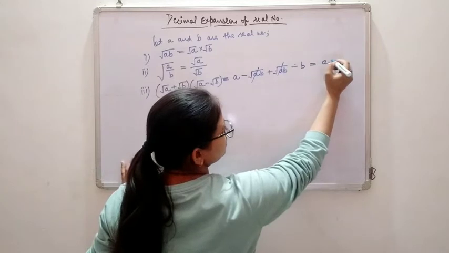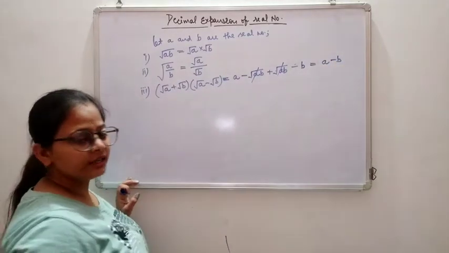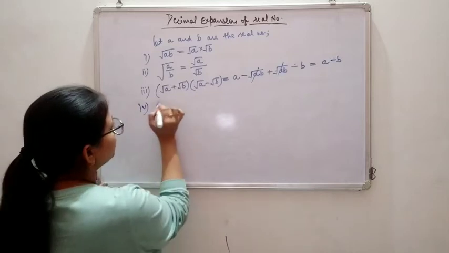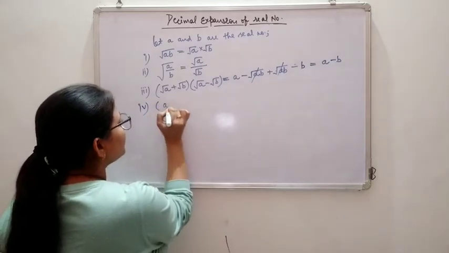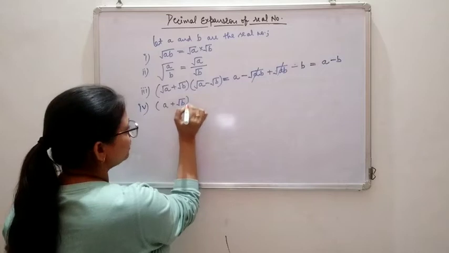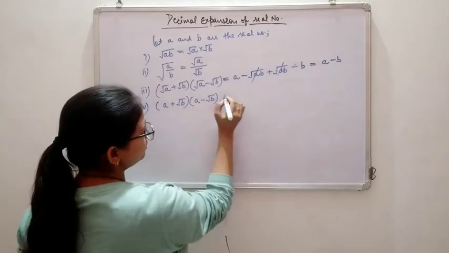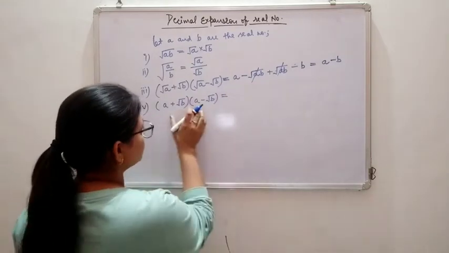So the final is A minus B. Clear? Now let's see the fourth identity, which says A plus root B multiplied by A minus root B. Right? Now let's see what is the result of this.